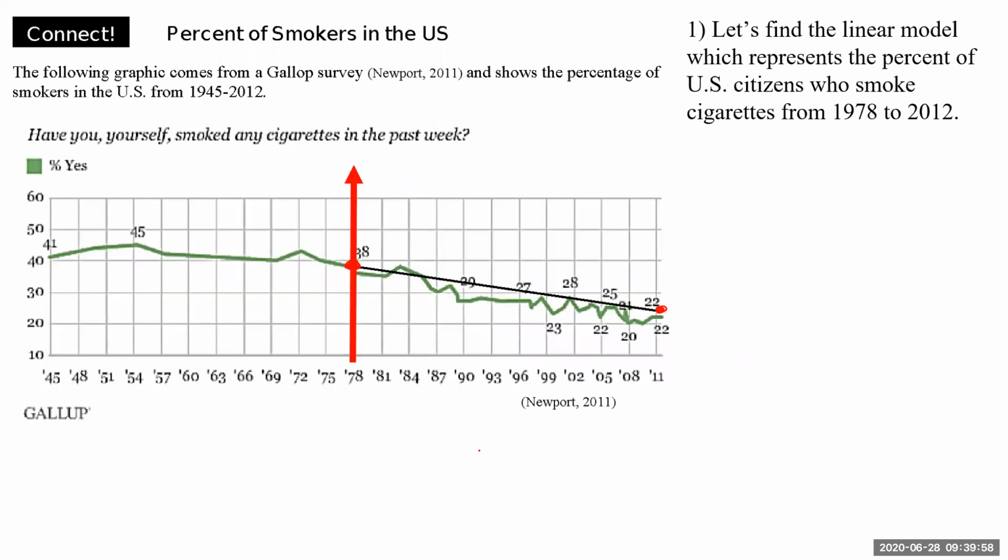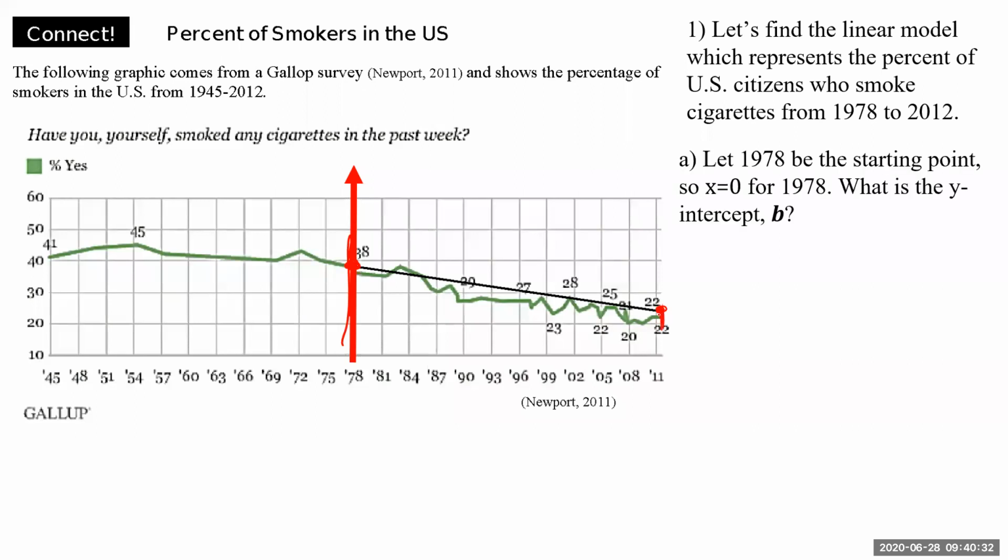So this is just an example, following the graph. The following graphic comes from a Gallup survey and shows the percentage of smokers in the US between 1945 and 2012. We're just going to analyze this. Now, let's find a linear model which predicts the percent of US smokers who smoke cigarettes from 1978 to 2012. Is that okay? So we are just starting from 1978 to 2012, and that is right there.